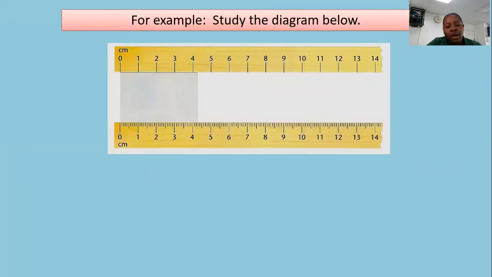We have a ruler at the top, a ruler at the bottom, and in the center of the ruler is a shaded rectangle. Looking at the top ruler, you can see that the length of the shaded triangle is somewhere between 4 and 5 centimeters. So we can estimate it and say that the length of the shaded triangle is between 4 and 5 centimeters.